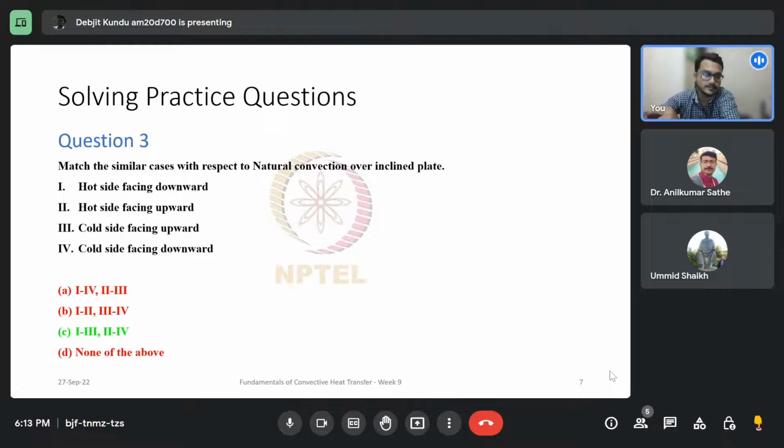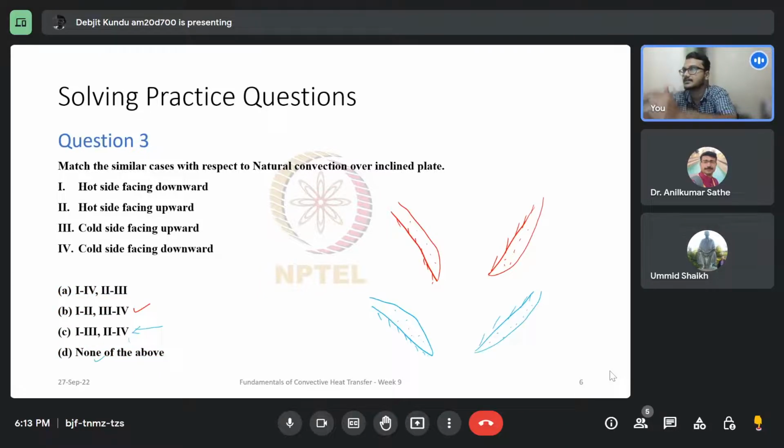The correct answer is option C. 1 and 3, that is hot side facing downward and cold side facing upward, are similar. And 2 and 4, that is hot side facing upward and cold side facing downward, are similar. Why is that? Let's have a look at these diagrams once.